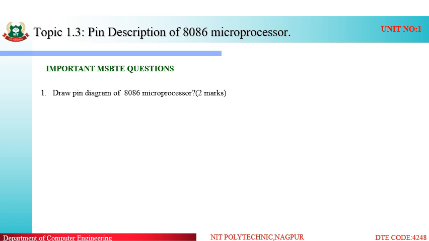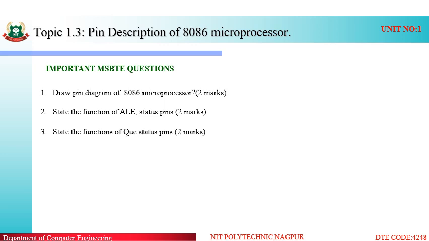This question is rarely asked in the exam. Functioning is already asked. So as we have already explained, state the function of ALE and status pins. Status pins means which pins? S0, S1, S2. Q status means QS0 and QS1. So we have to give the function in one line. Function of queue status pins QS0 and QS1: here we have to draw that truth table.